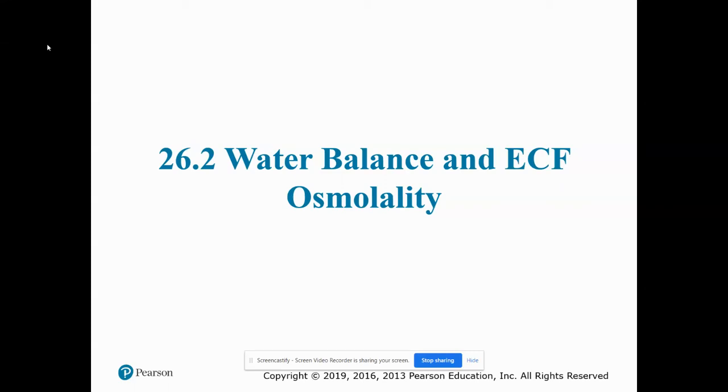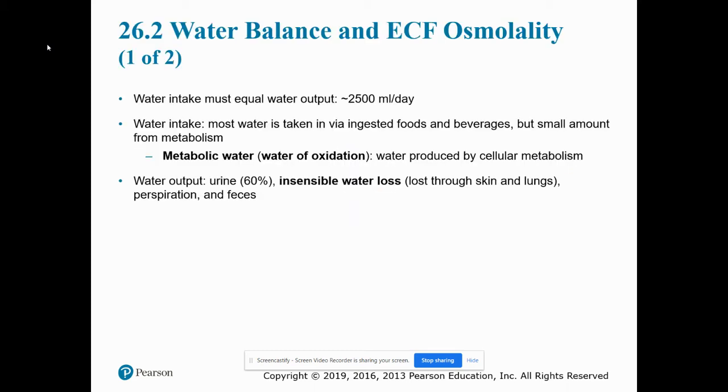We're still in chapter 26, and in this talk we are going to go over water balance and extracellular fluid osmolality. So water intake has to equal water output, and this is going to be about 2,500 mils per day.